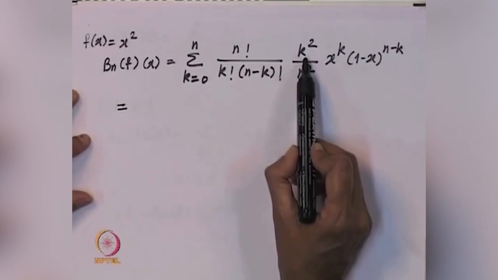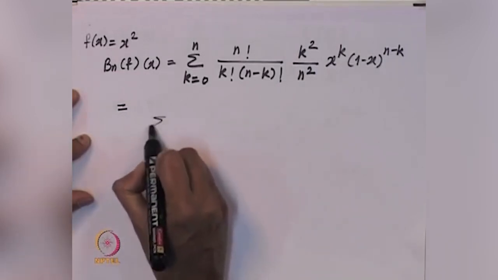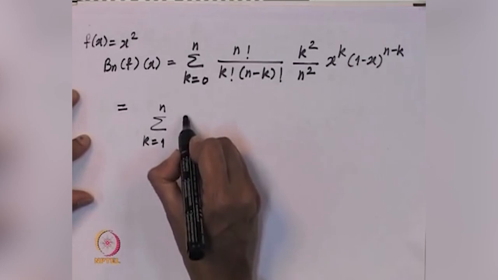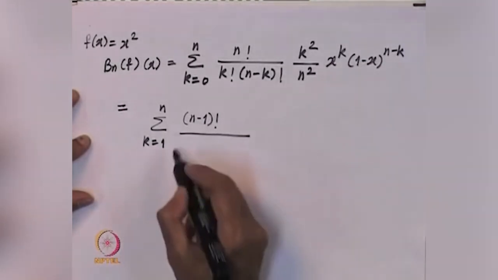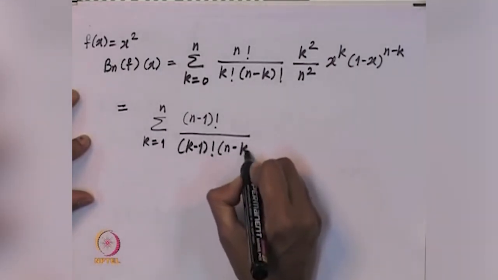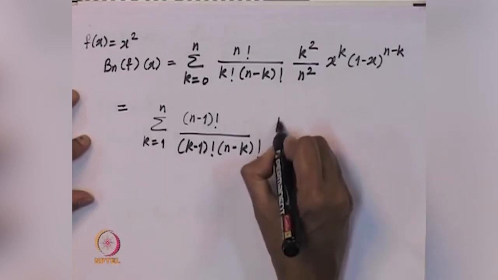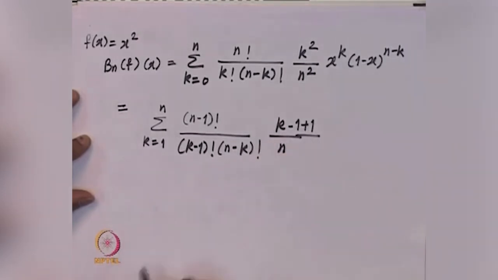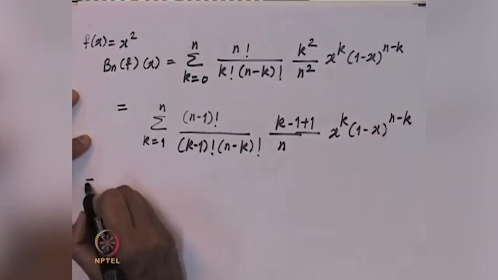Now, presence of k will make the contribution of the term k is equal to 0 to be 0. So, we have got summation k going from 1 to n, n factorial and n square, so cancel 1 n, so you have got n minus 1 factorial, k factorial and k square, so cancel 1 k, so it will be k minus 1 factorial, n minus k factorial, 1 k by n got cancelled, so you are left with k divided by n, and now this k let me write as k minus 1 plus 1, x raised to k, 1 minus x raised to n minus k.